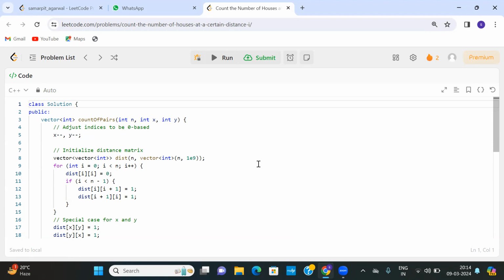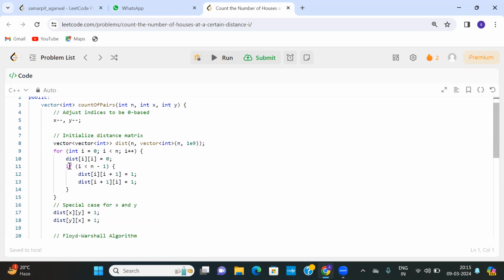After that, we have made a distance matrix. Initially, we have initialized this distance matrix with 10 raised to the power 9. That is a very big value. We usually initialize it with int max, but here the constraints are there. So that is why we have initialized it with 10 raised to the power 9.